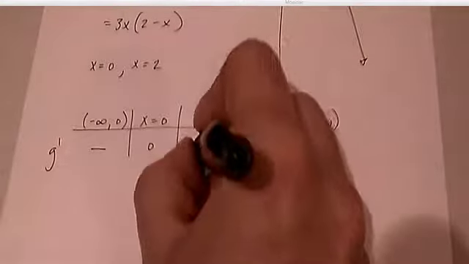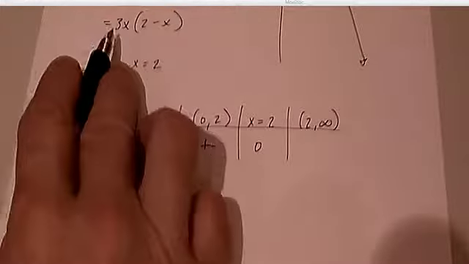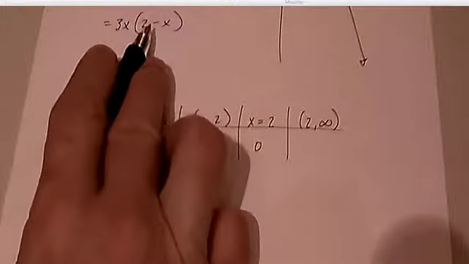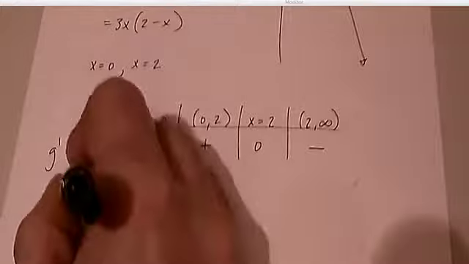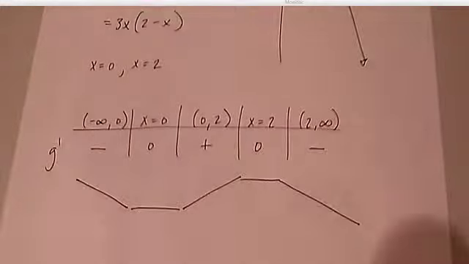Positive times a positive is a positive. Let's take a representative value from this interval. Let's plug in a 3. I get a positive and a negative, so that's going to be negative. So I know that my graph looks something like that.